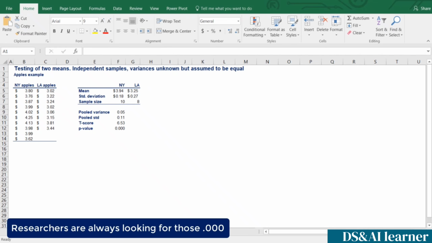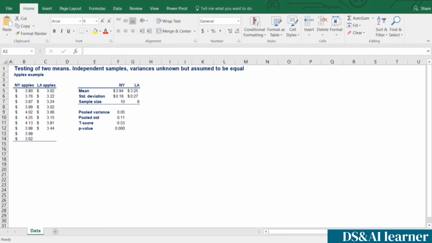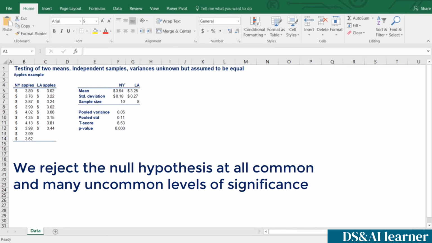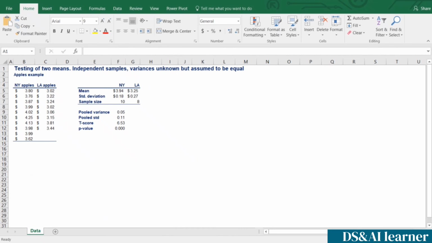In our lesson about p-value, we said that researchers are always looking for those 3 zeros after the dot. It means that the test is extremely significant and the probability of making a type 1 error is virtually 0. Therefore, we reject the null hypothesis at all common and uncommon levels of significance. There is strong statistical evidence that the price of apples in New York differs from in L.A.